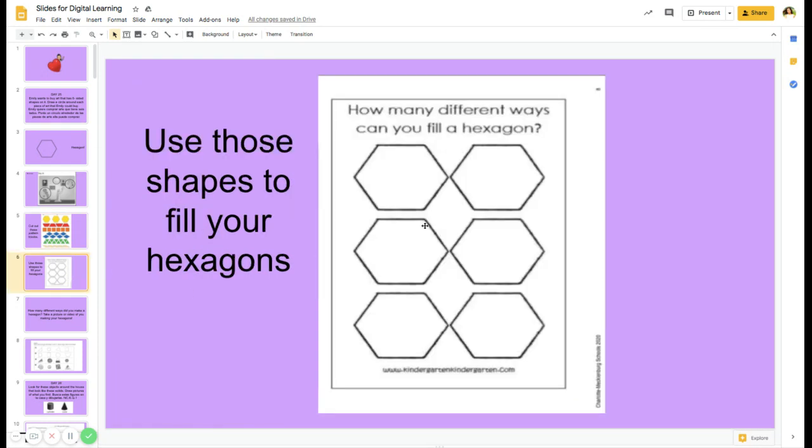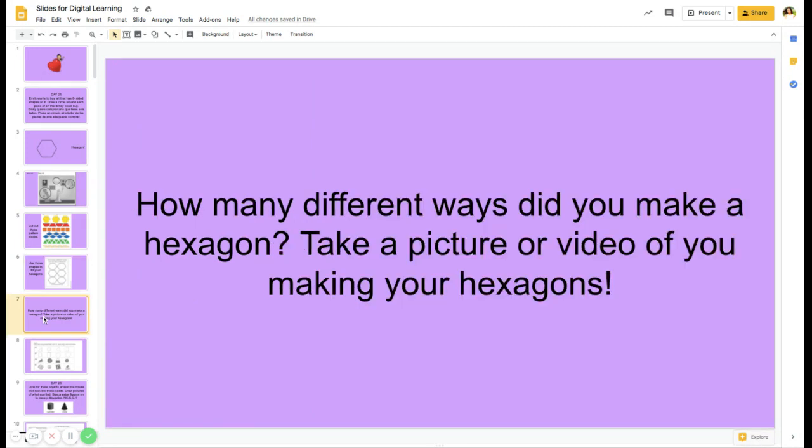You're going to fill them into this worksheet. And then you're going to tell your teacher how many different ways did you make a hexagon. Take a picture or video of you making your hexagons for your teacher to see. Ahora, ¿cuántas diferentes maneras hiciste los hexagons que están aquí? Hacerle un foto, un video de ti haciendo los hexagons, ¿ok? Para que la maestra tuya sabe que lo hiciste.